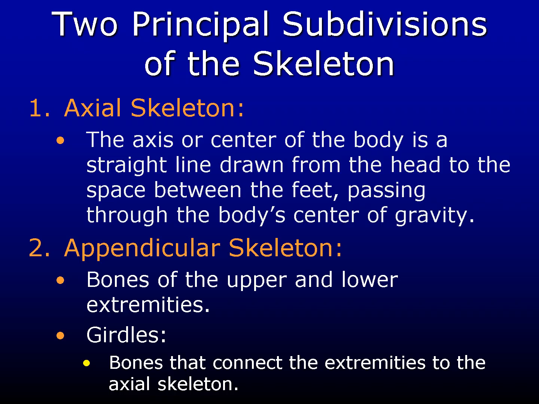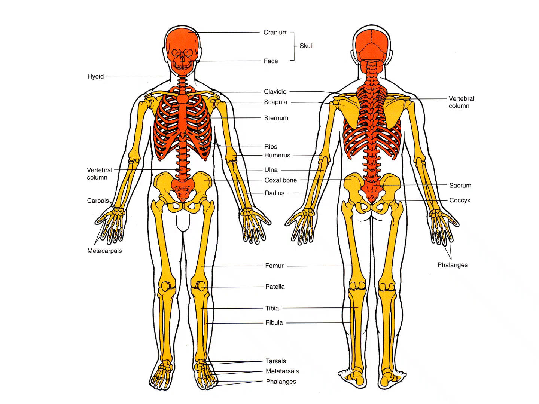Just like the body, the skeleton is divided into two main subdivisions. The axial skeleton contains the bones that are in line with the main axis or center of the body. The appendicular skeleton consists of the bones of the appendages, upper and lower extremities, and the bones that connect the extremities to the axial skeleton, called girdles. This picture shows the bones of the axial skeleton in orange and those of the appendicular skeleton in yellow.